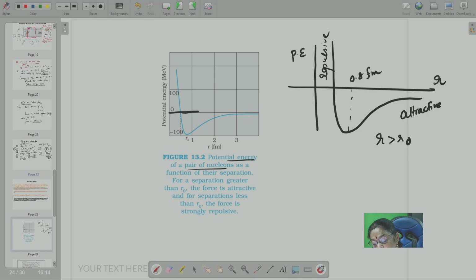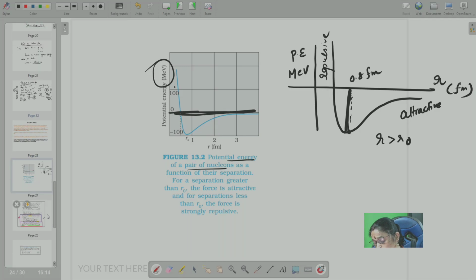Here you could give 0, above it is potential energy in mega electron volt, and r is in Fermi. Exactly 0.8 Fermi, till this the repulsive force acts. After that it becomes weakened. So therefore, attractive force. So now I know the nuclear force.